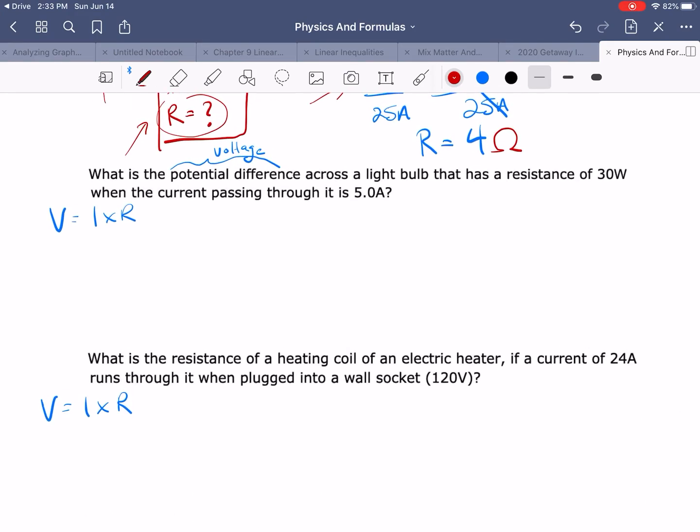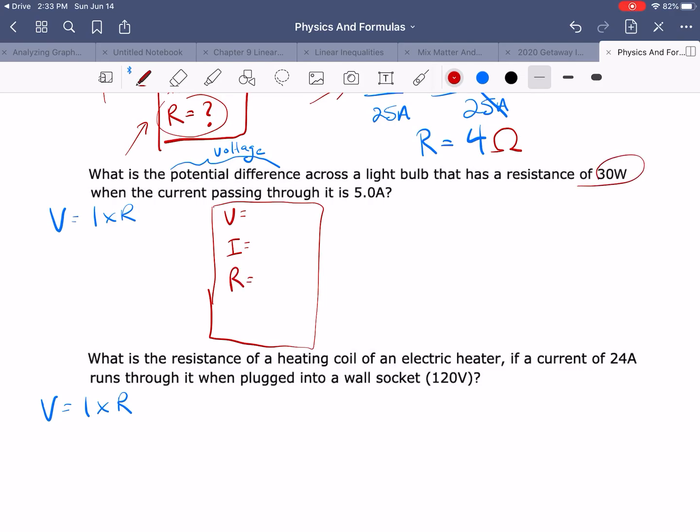What is the potential difference across a light bulb that has a resistance of 30 watts when the current passing through is 5 amps? So again, I told you, we know that we're using the voltage formula. We make a box and we write down what we know. Do we know V? Do we know I? Do we know R?